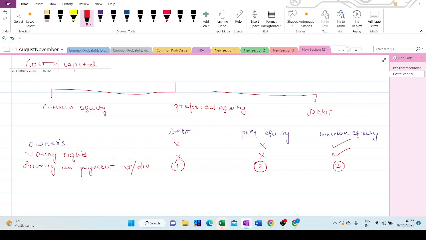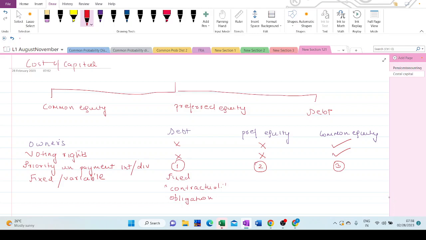Now, whether interest and dividend are fixed or variable. Payment of interest on debt is fixed in nature. You have to pay a fixed interest every year. It's a contractual obligation, and if you do not pay, you will be a defaulter, and that could have a very adverse impact on your credit rating and on your stock price.